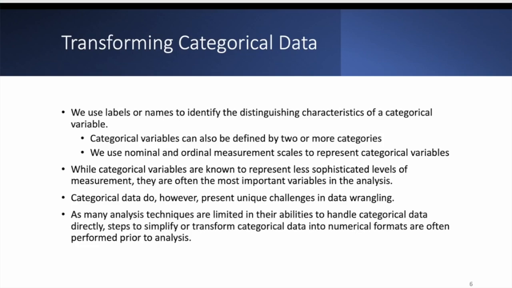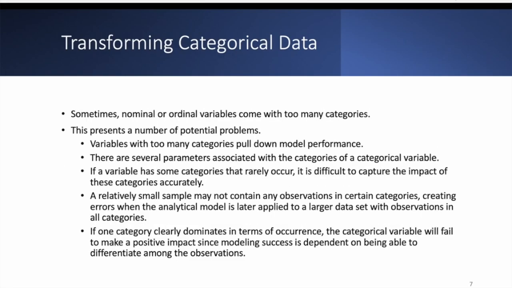Now in this chapter, we are going to focus on the 3 common approaches of transforming categorical data. Number 1, something called category reduction. Number 2 is dummy variables. Number 3 is category scores. And these are important, by the way. Category reduction. Sometimes nominal or ordinal variables come with too many categories. This represents a number of potential problems. First, variables with too many categories make the analytical model overly complex because, unlike a single parameter of a numerical variable, several parameters associated with the categories of a categorical variable must be analyzed.